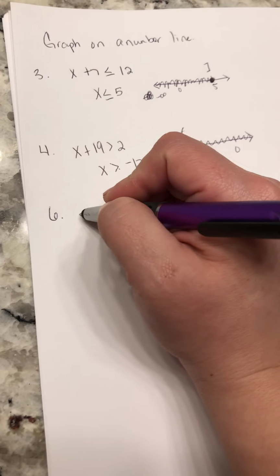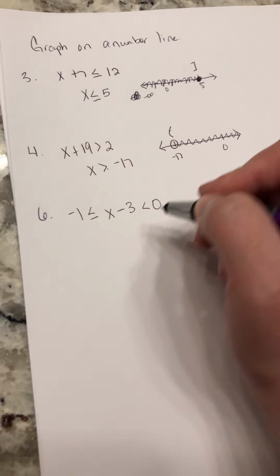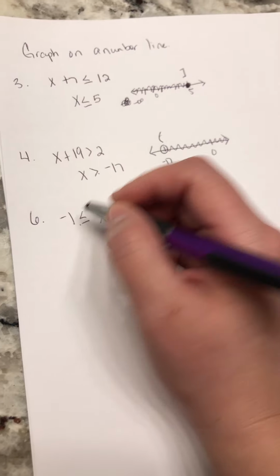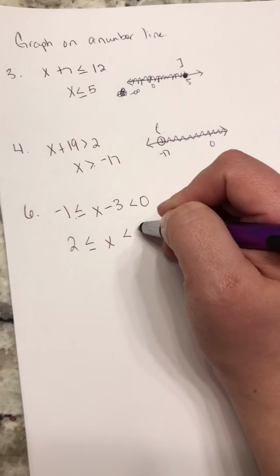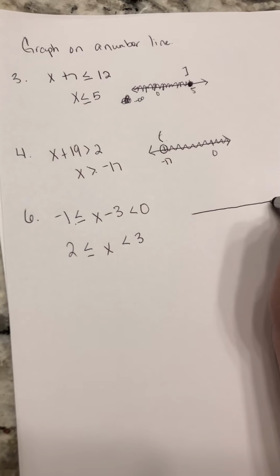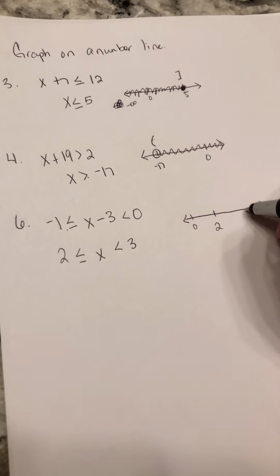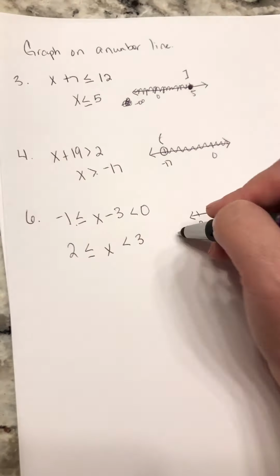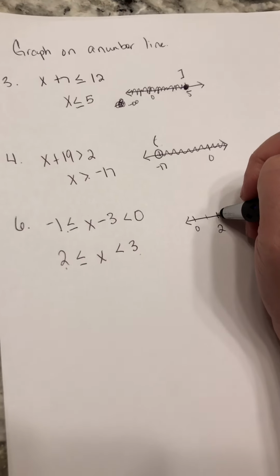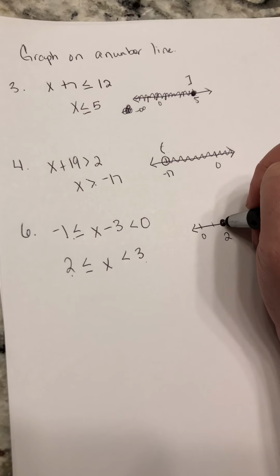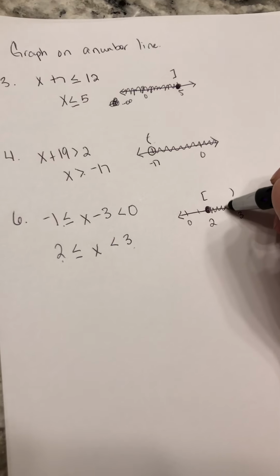If you have negative 1 is less than or equal to x minus 3 is less than 0, then we add 3 to everything. So negative 1 plus 3 is 2. It's less than or equal to x is less than 0 plus 3 is 3. So when we draw our number line this time, you have anything between, so here's 0, here's 2, and here's 3. Anything between 2 and 3, including 2 but not including 3. So we would have a closed circle or a bracket if you'd prefer the bracket on 2, and an open circle or a parenthesis if you prefer the parenthesis on 3.